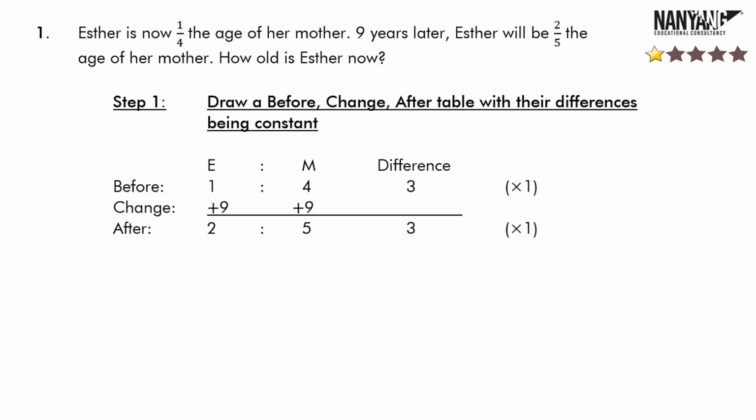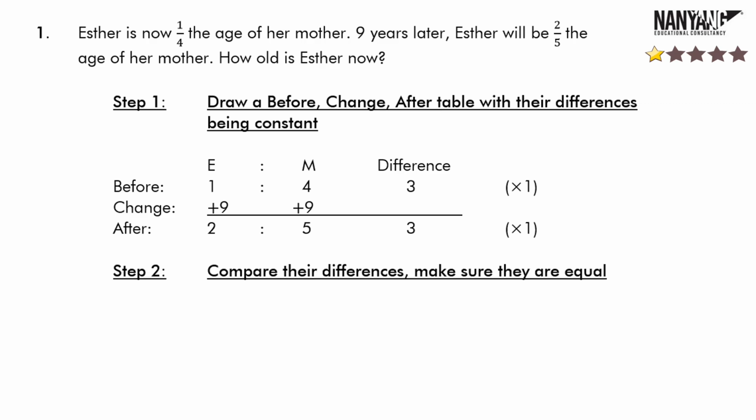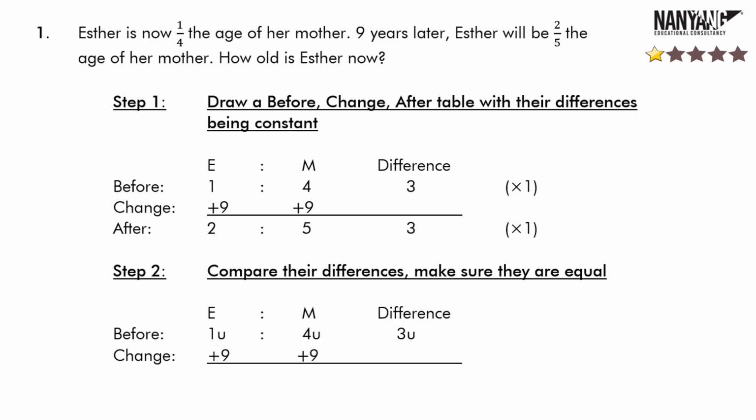As such, we don't really need to change the before or after row. But in subsequent more difficult questions, the difference in terms of parts might be different, so we need to balance it out and equate them together. So our step 2 is to compare this difference and make sure they are equal. But it's already equal, so let's just make sure we write down the units for each of the variables.